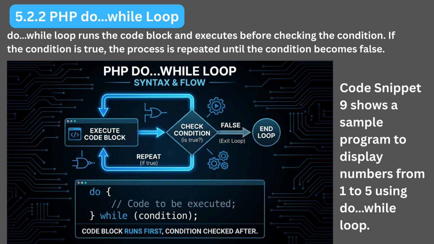The flow of the do-while loop is very simple to understand. First, PHP enters the block of code under the do section and executes whatever statements are written there. Once the code block runs, PHP then moves on to the while part, where it checks the condition.